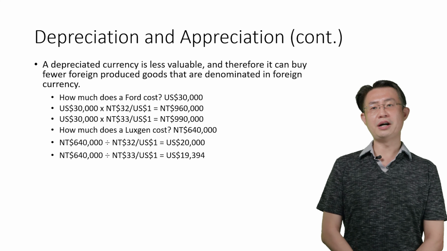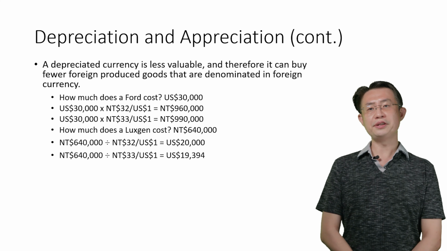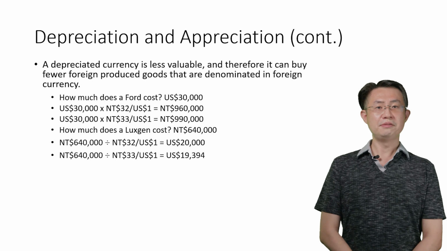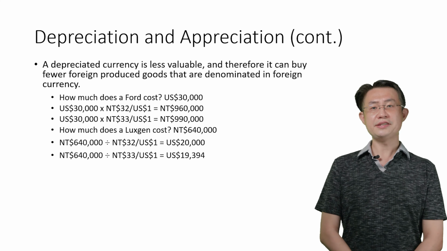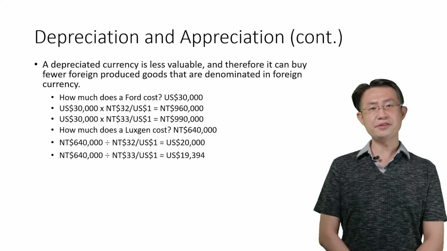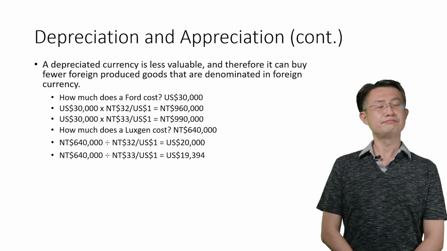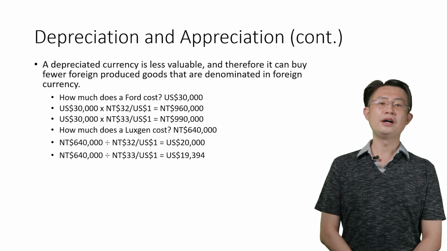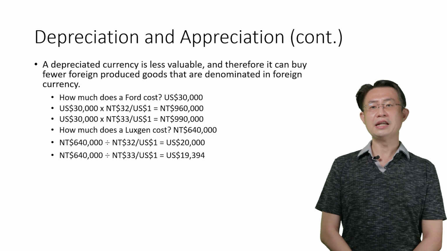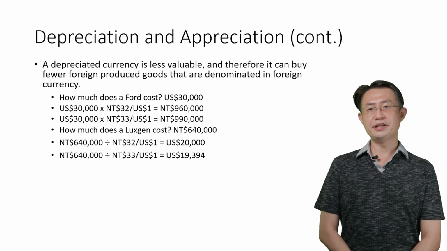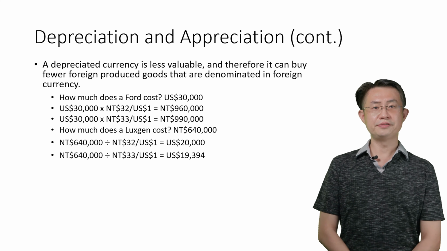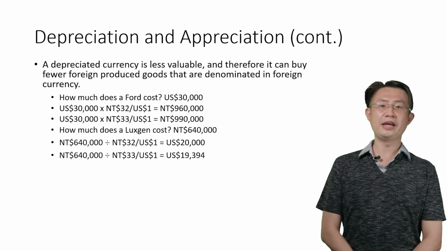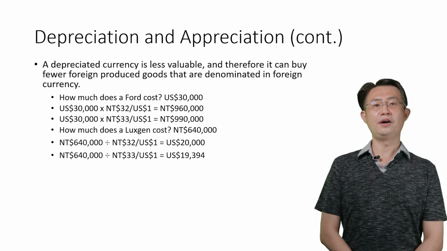But after the exchange rate goes up from 32 to 33, how much do they have to pay? So as you can see, the same amount of money in terms of Taiwan dollars, I mean 640,000 NT dollars. After the exchange rate goes up, we can transfer this amount of money into US dollars. So as you can see, 640,000 NT dollars equals 19,394 US dollars. What does that mean?